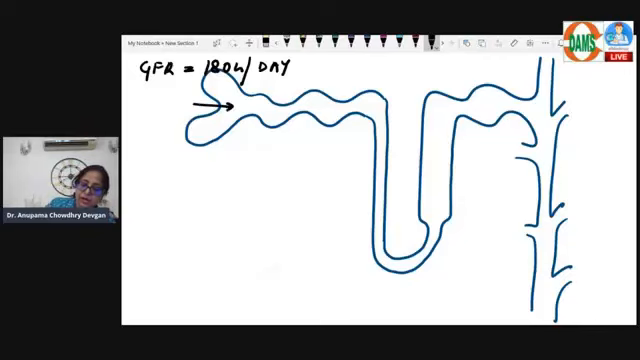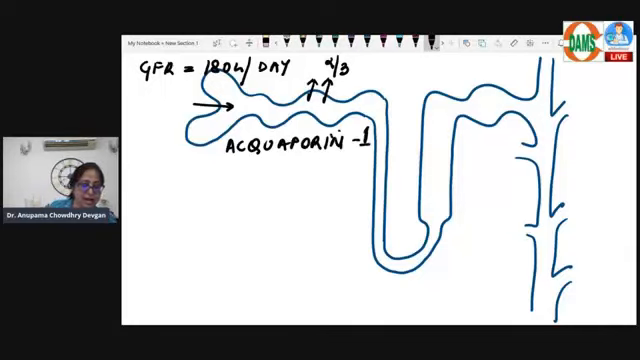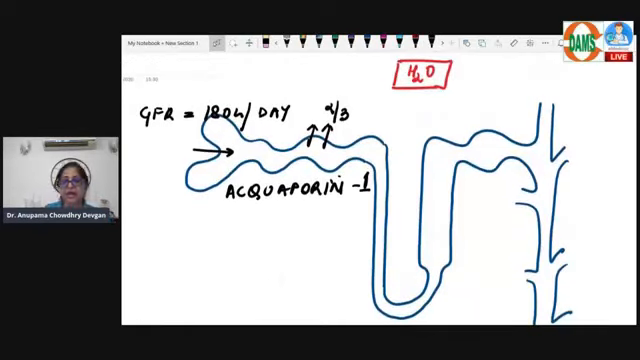Now, this is filtered. 2/3 of the water is going to be reabsorbed in the PCT itself, with the help of water channels called aquaporin 1. The amount of water filtered per day is 180 liters, out of which 2/3, that means 120 liters, is absorbed in the PCT of all the nephrons put together. And 120 liters means 4 buckets of water. One bucket is 30 liters.